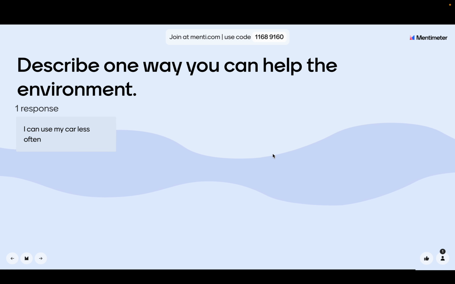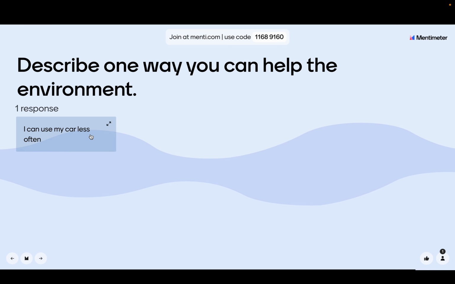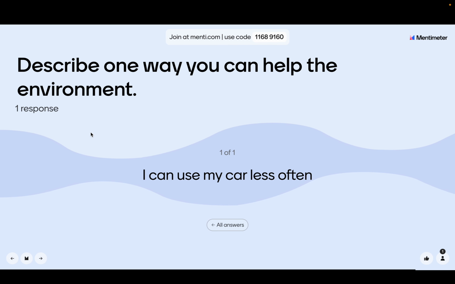Then I'll move to the writing part. In the writing part, I'll ask them to describe one way they can help the environment, and students will have another text box on their mobile phone because they joined my presentation, and they will use their knowledge. They will write how they can help the environment. And I just wrote my answer. It's going to be really short, but when students have more time, they can write a longer answer. I said I can use my car less often.